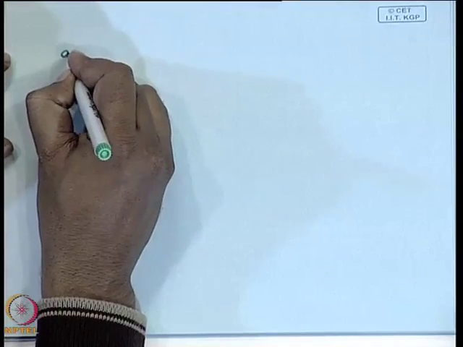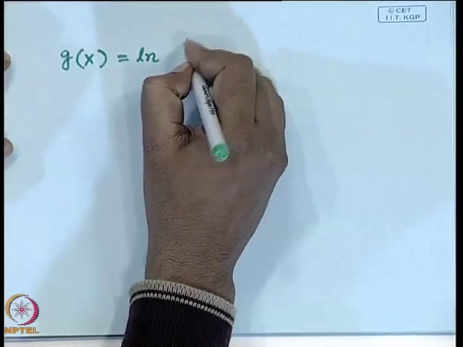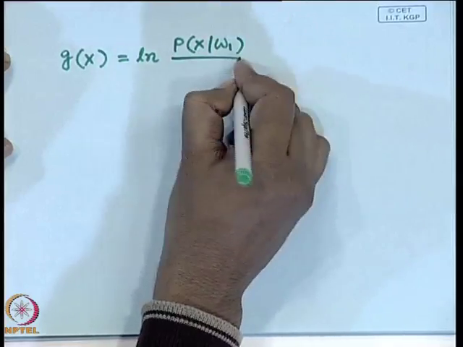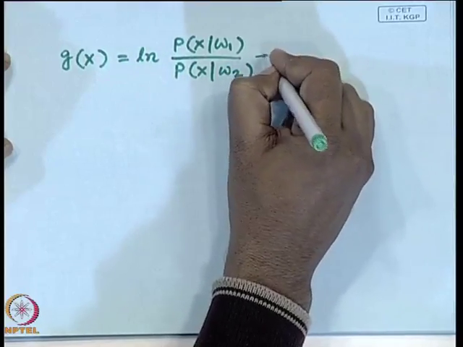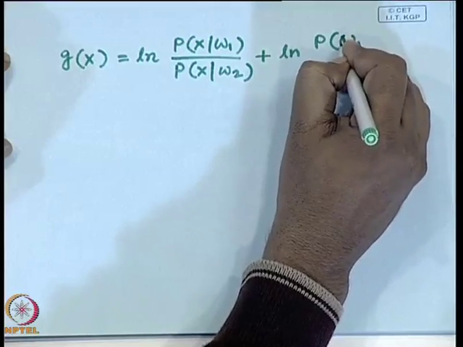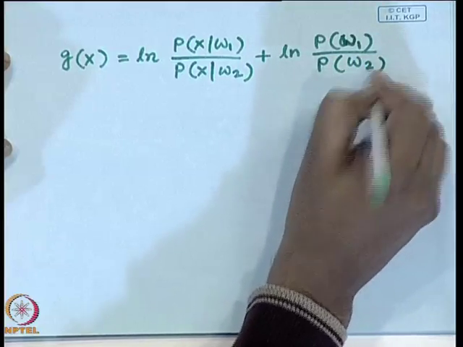Now, we know that the decision surface or decision function between the two classes, given two classes, is given by g x is equal to log of p x given omega 1 upon p of x given omega 2 plus log of p omega 1 upon p omega 2. This we derived earlier.